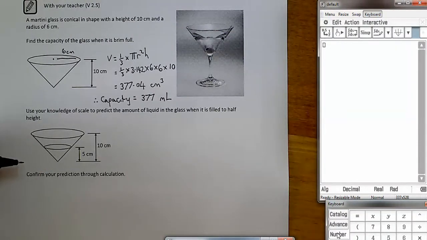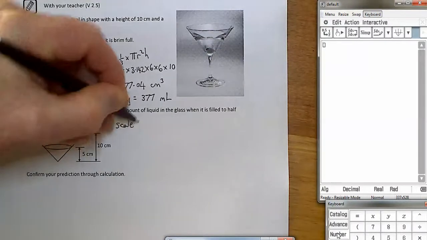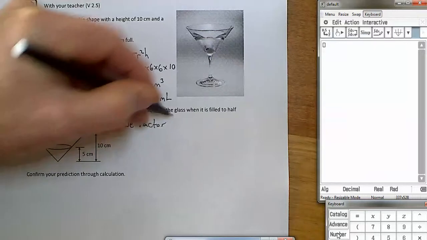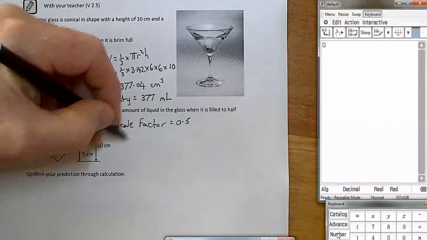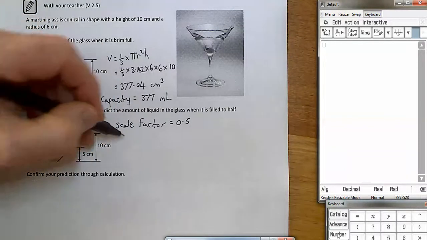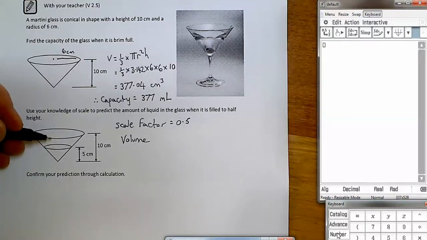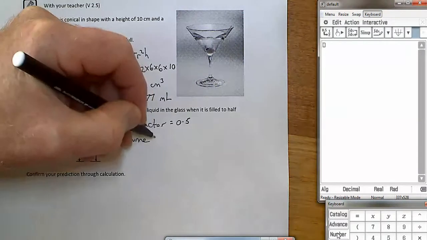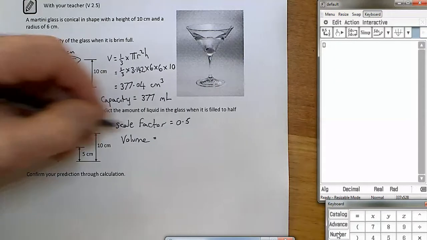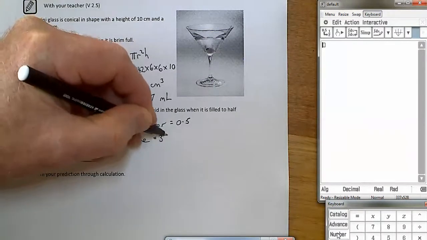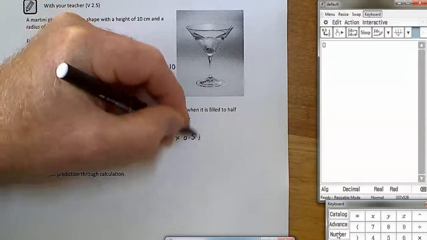Now we're asked to use our knowledge of scale here. So the scale factor involved is a half, or we could write it as 0.5. Now that means when we talk about its volume, the volume of the small one isn't going to be half the volume of the big one. The volume of the small one is going to be multiplied by the scale factor cubed. So its old volume, 377, times by 0.5 cubed.